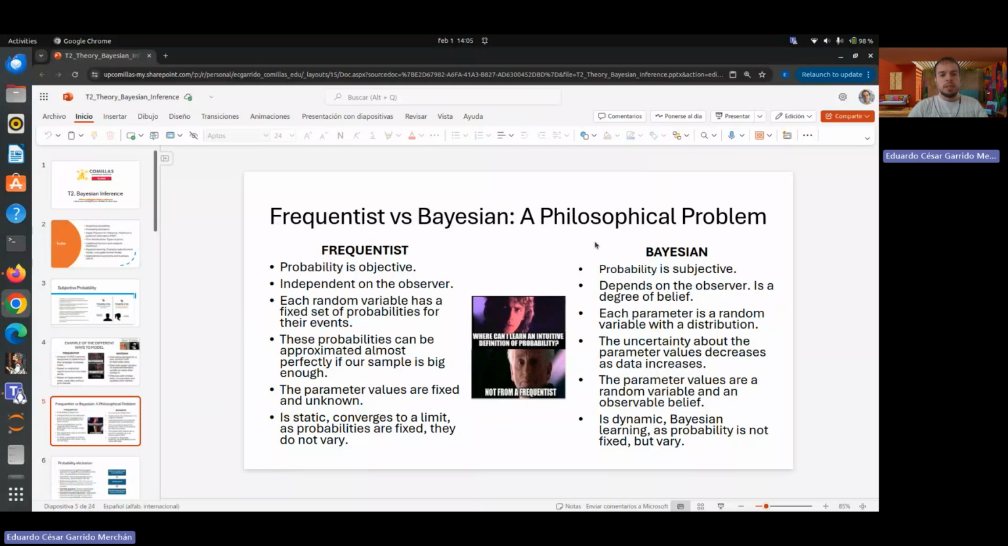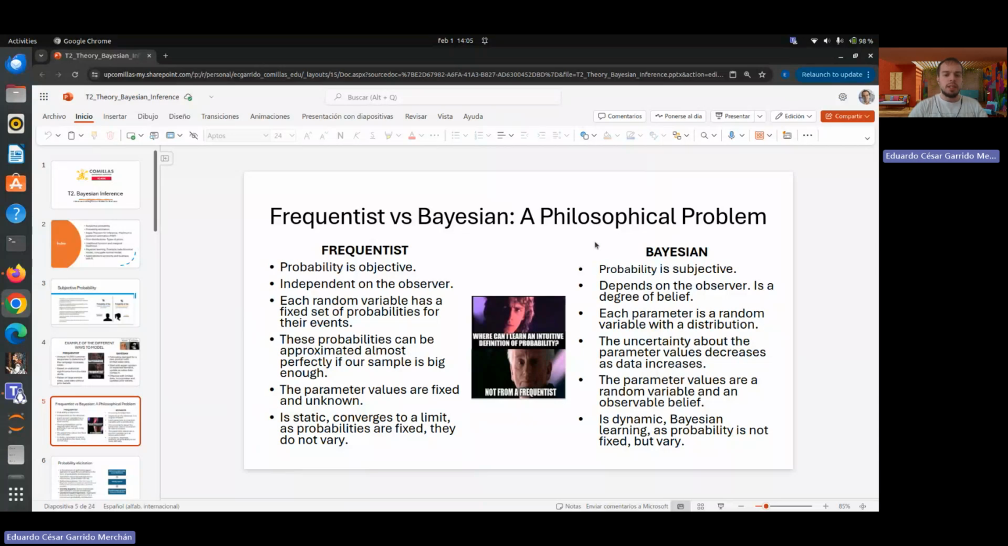Okay, in the case of the frequentist, from an applied perspective, each random variable has a fixed set of probabilities for its events, that are objective. But in the case of Bayesians, each parameter is a random variable with a distribution. In frequentist statistics, the parameters, remember, are fixed and unknown. In the case of the Bayesians, the parameters are random variables, and their distribution depends on our degrees of belief.